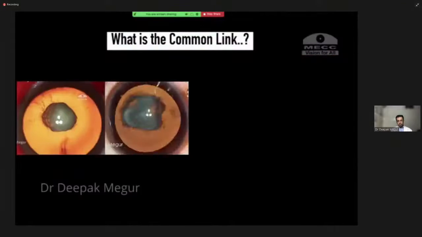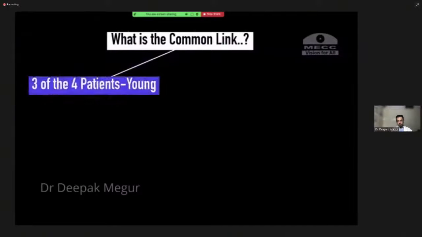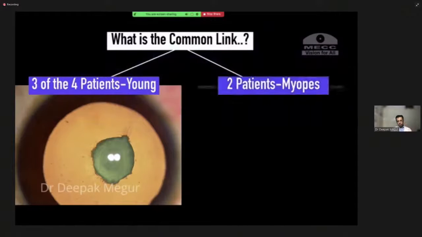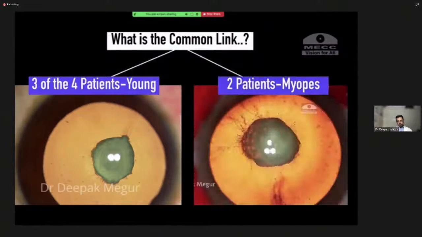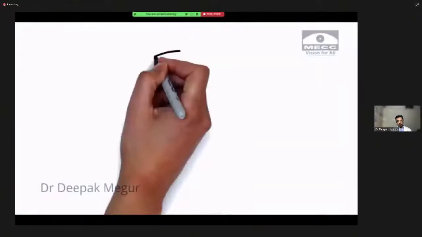So what is the common link in all these 4 cases, apart from being postpolar cataracts? Well, 3 out of the 4 patients were young, less than 30 years, and 2 out of them were myopes. These characters, young patients and myopic eyes, lead us to the common link, which is scleral rigidity. To be precise, all these eyes had low scleral rigidity. So what's the big deal about this?